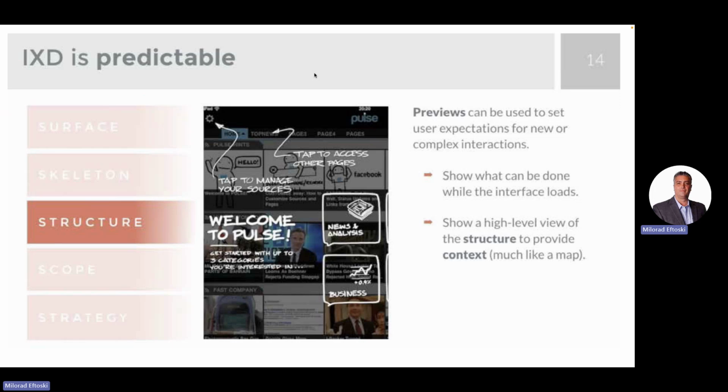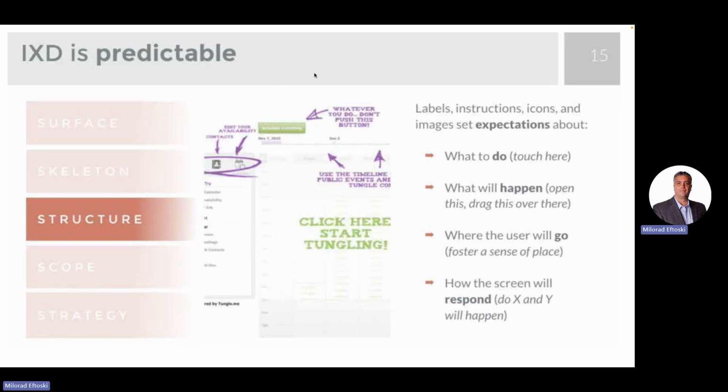Previews can be used to set user expectations for new or complex interactions. Show what can be done while the interface loads. Show a high-level view of structure to provide context, much like a map. This is another example of a tutorial that's an overlay on top of an interface. Then let's say use like a 50% black screen with the white chalkboard type of illustrative instructions. So that was a cool way to present that.